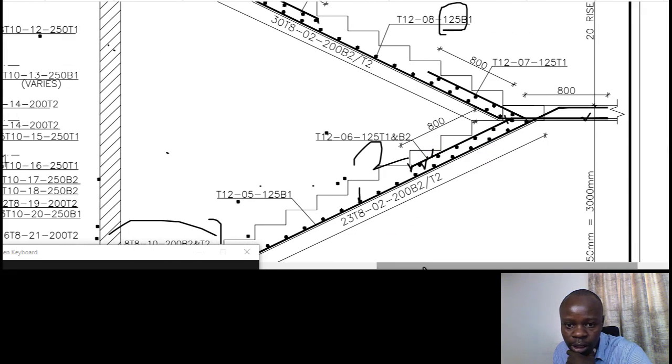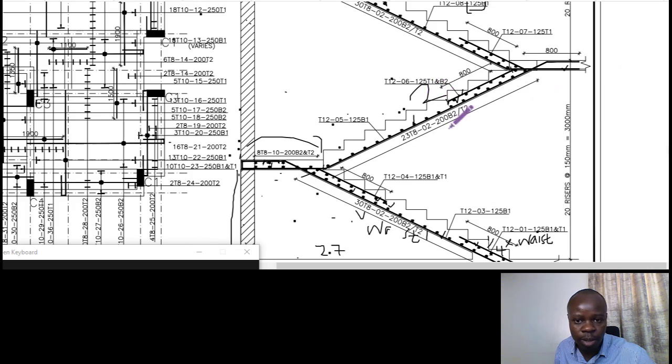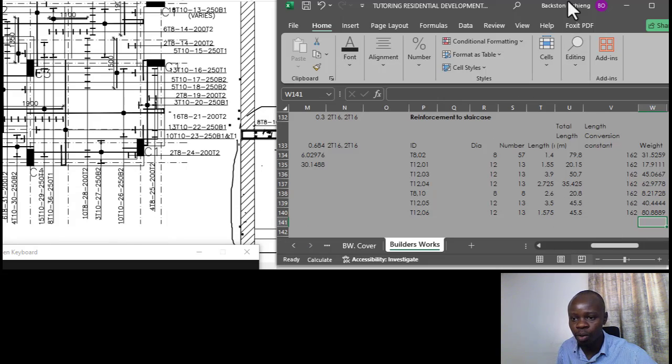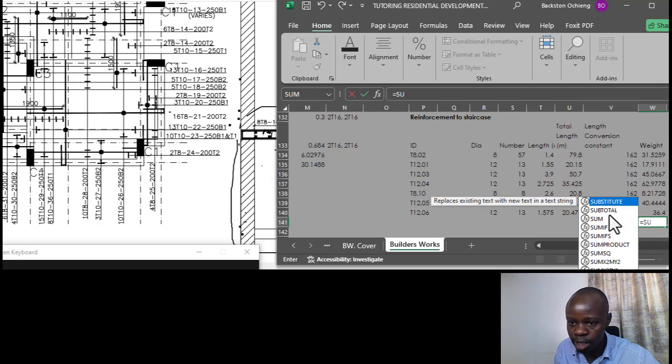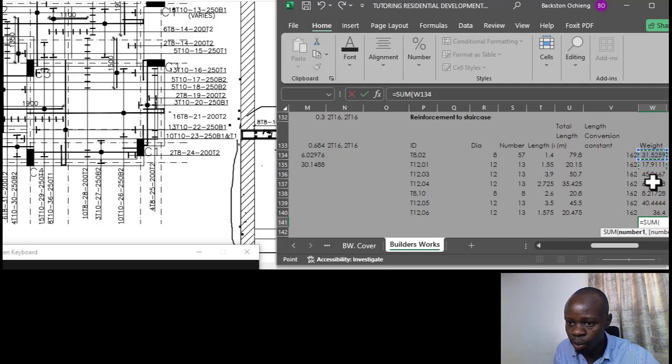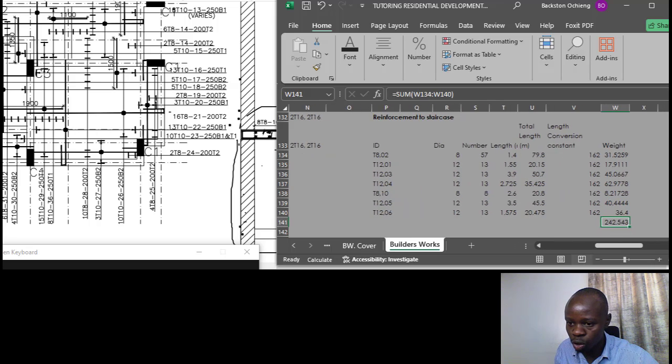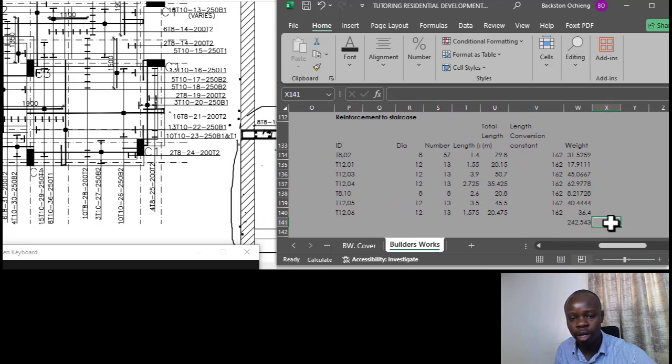So taking on, we've done 0.2, we've done 0.5, 0.6 as well. So that is basically the complete estimation of the reinforcement for one floor, both of the flights. So what we need to do, we now need to get a total of this, which is just getting the sum. So when you get the sum of that, this is the total for one floor.